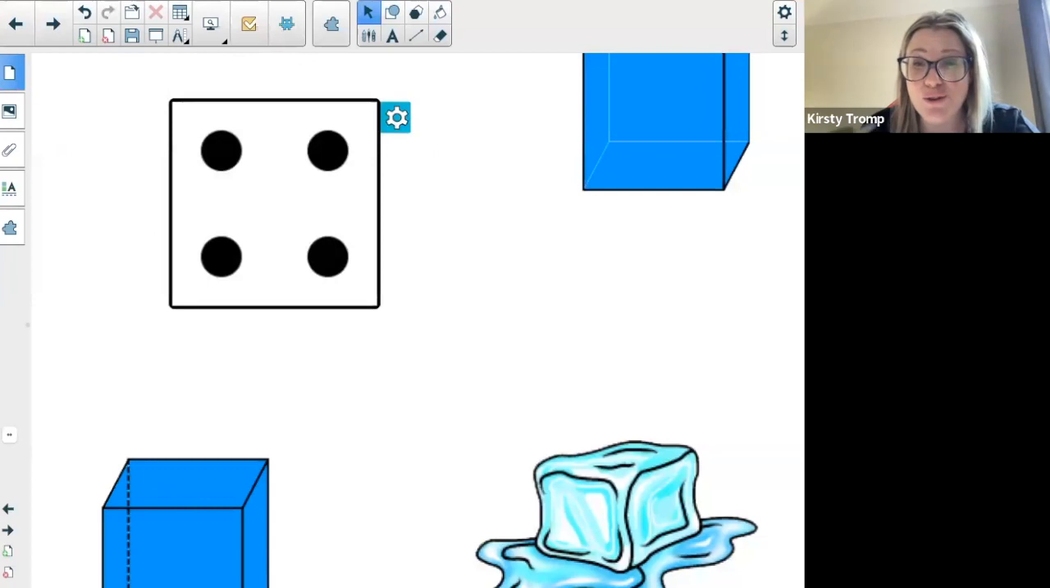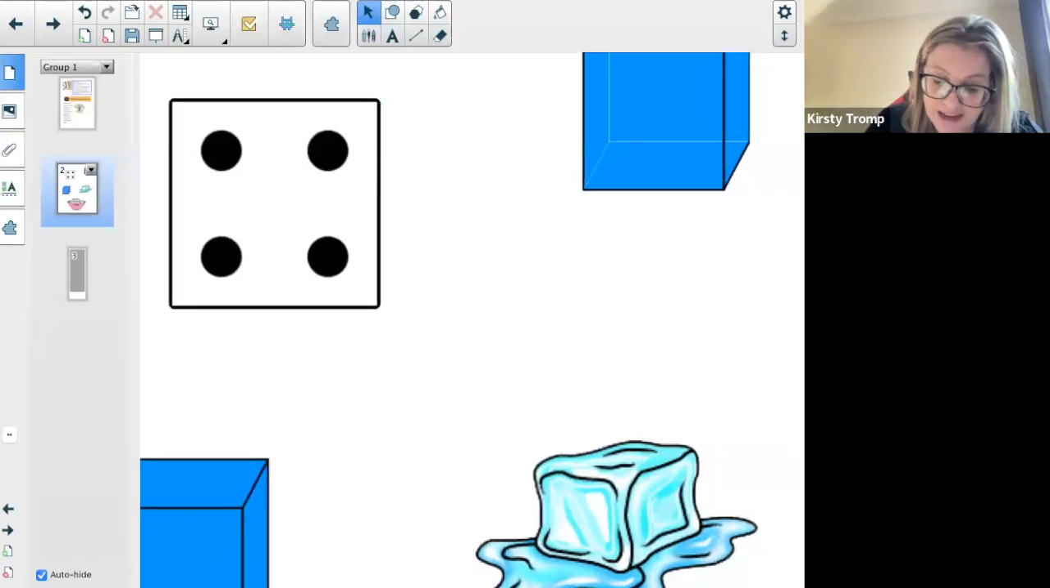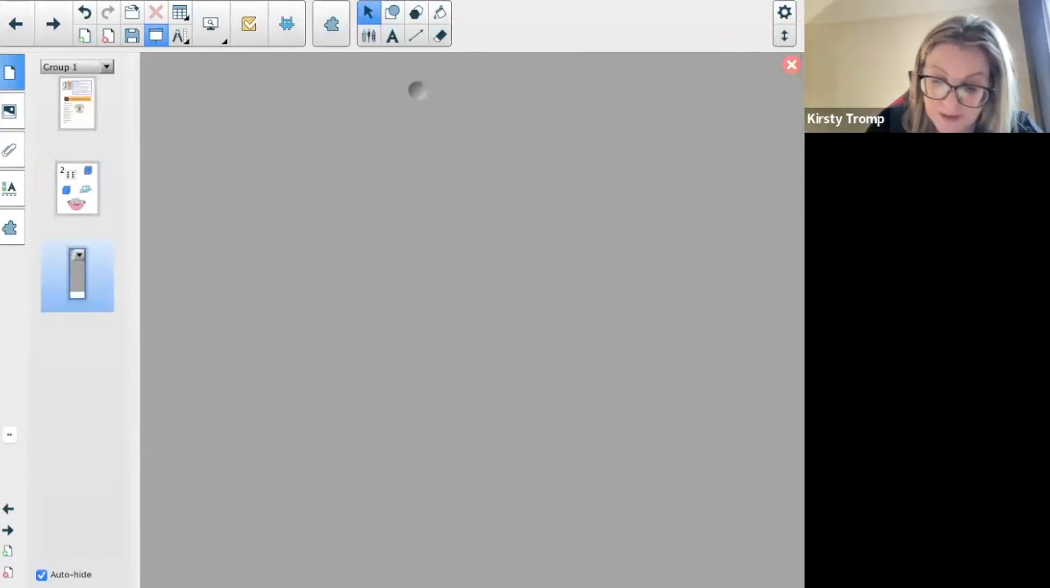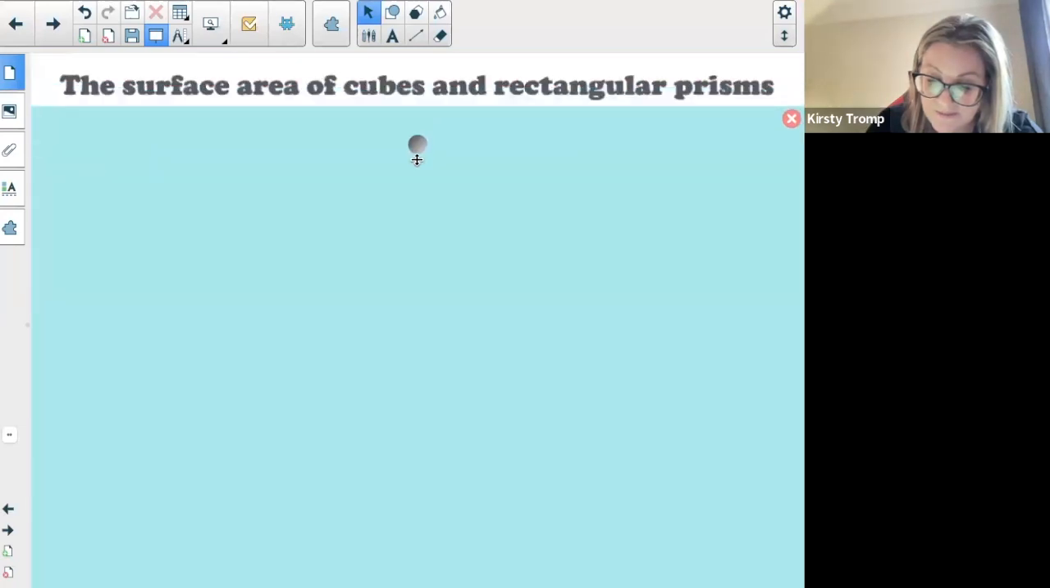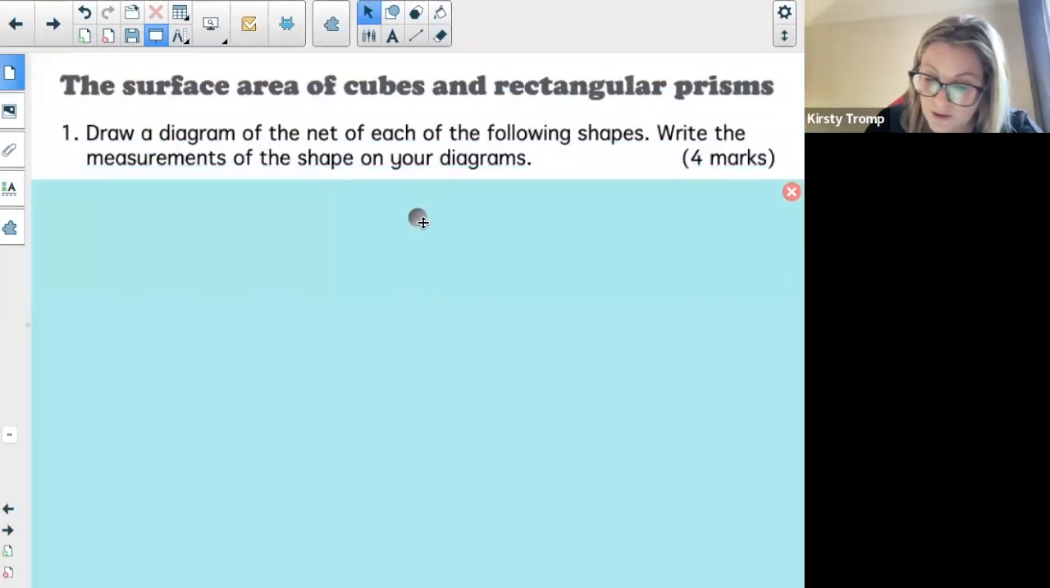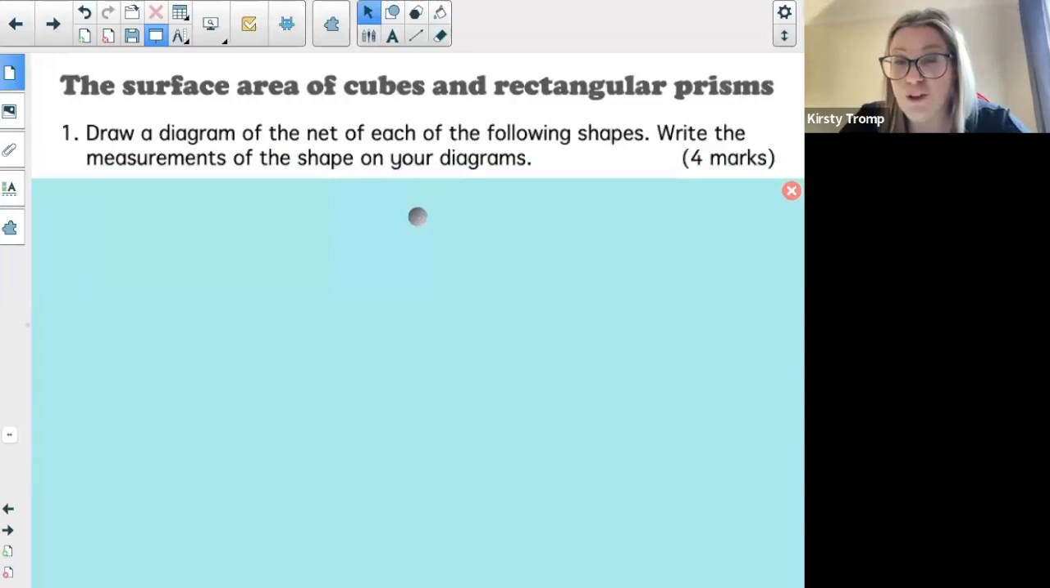So those are some examples of cubes in the real world. Let's go have a look at our lesson for today. The surface area of cubes and rectangular prisms. That's what we're focusing on this week. We might start looking at rectangular prisms a little bit today, and then we're going to really focus on them on Wednesday as well.